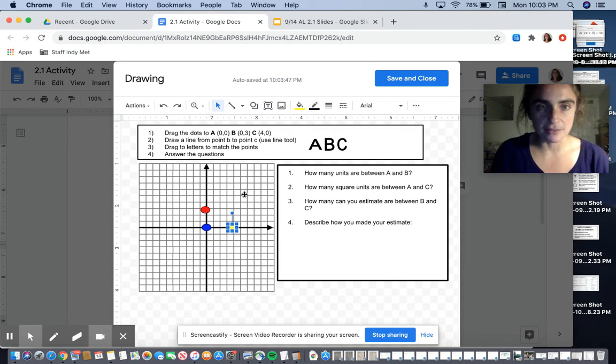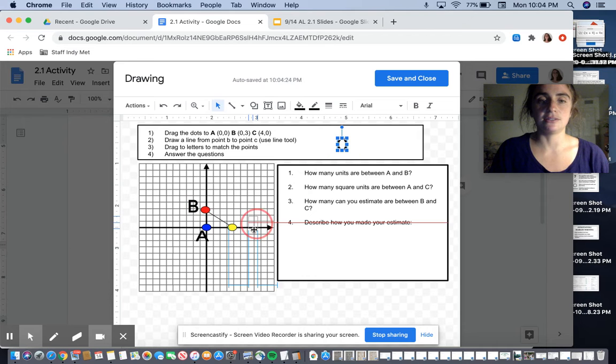So you can already tell that we have a little triangle. Then it says to draw a line from point B to point C using the line tool. Okay, here's my line tool. Beautiful. You want it to go as nicely through the other squares as it can. Then you're going to label your sides. A was 0, 0. That's not supposed to look like that. I don't know where all these lines are coming from. But I'm going to drag A to 0, 0, B to 0, 3, and C to 4, 0. Look at that beautifully labeled triangle.